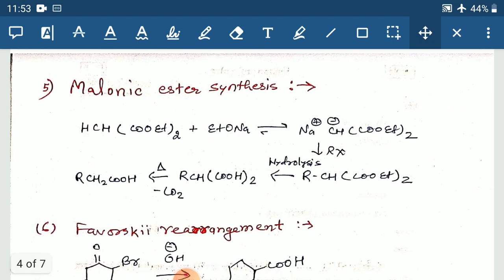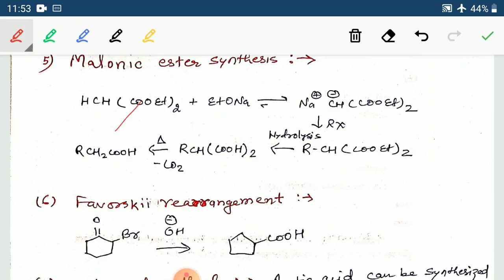Now the next method is malonic ester synthesis. This is very well known method of synthesis of carboxylic acid, and here we can obtain carboxylic acid with higher number of carbon, as this is the malonic ester. When it will be treated with sodium ethoxide, then this carbanion will be formed. See, this carbanion is stable as this is resonance stabilized, and there are two electron withdrawing groups which will stabilize this carbanion.